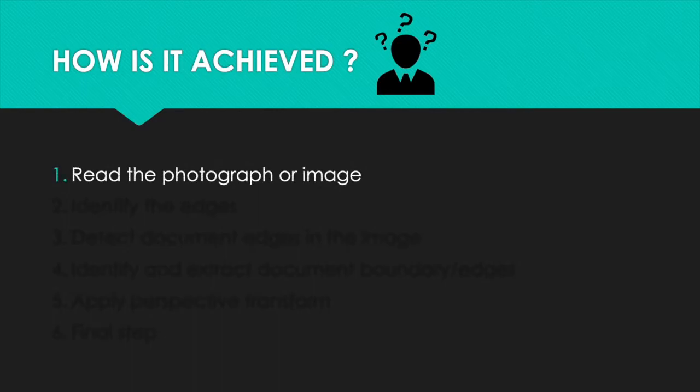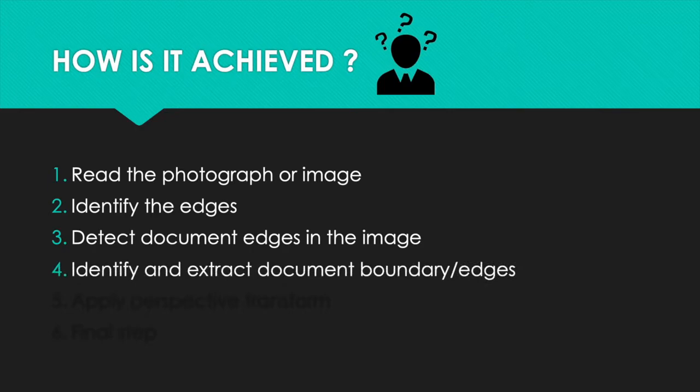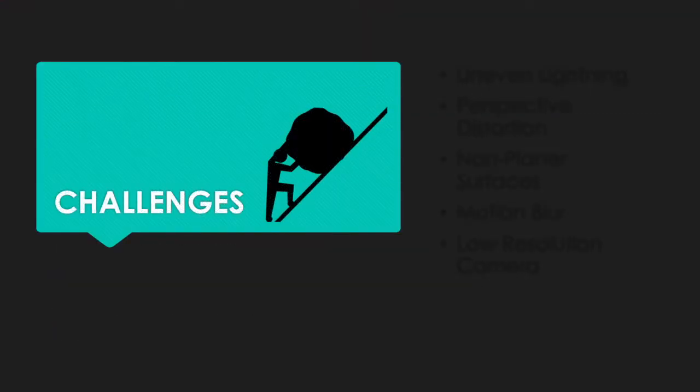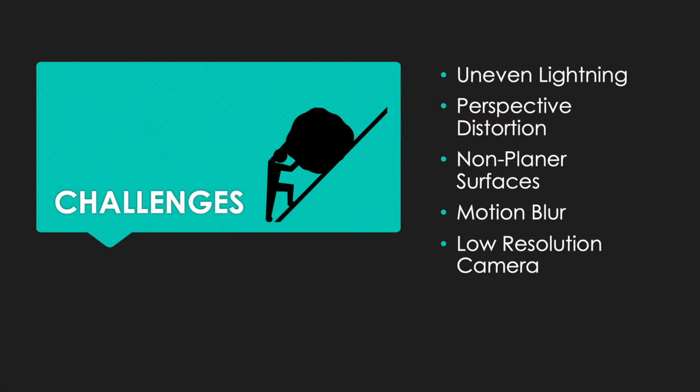They are reading the image, identifying the edges, detecting document edges in the image, identifying and extracting document boundaries, applying perspective transform, and the final magical step, which will be explained during the code. However, the use of smartphones introduces new challenges to document scanning which are not faced by classical document scanning devices. These include uneven lighting, perspective distortion, non-planar surfaces, motion blur, and low resolution of the camera.